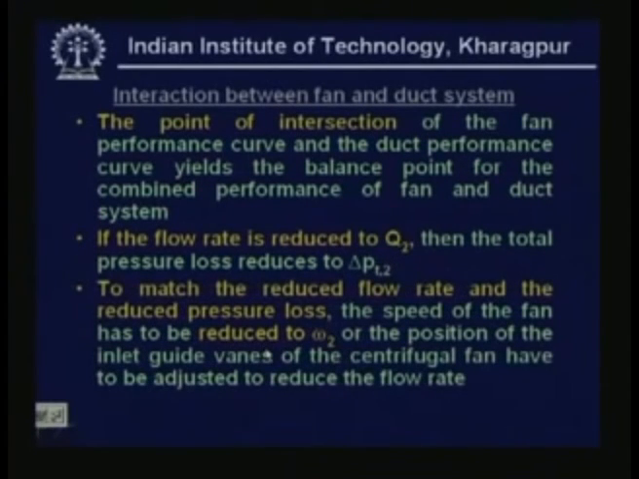To match the reduced flow rate and the reduced pressure loss, the speed of the fan has to be reduced, or the position of the inlet guide vanes of the centrifugal fan has to be adjusted to reduce the flow rate. So, you have to balance both the fan as well as the duct at every changed condition. At all points they have got to be balanced. So, if you have the performance characteristic curves, using them you can find out the balance points. At this point I end this lecture.